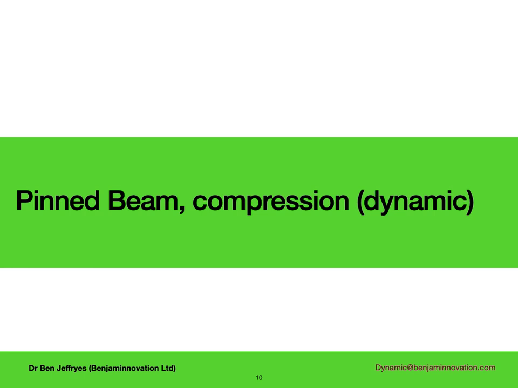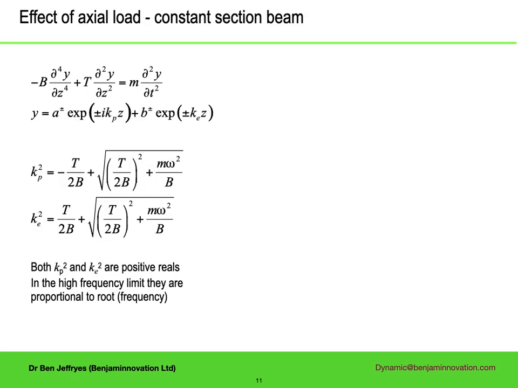All that was for uncompressed pipe. Now we can add compression, or tension. Unsurprisingly, it gets a bit more complicated. This is the simple, constant cross-section beam. The propagating and evanescent wave numbers are different, but both tend to the same high frequency limit, which is the same as the wave number without axial load. There are 2 evanescent solutions and 2 propagating solutions.